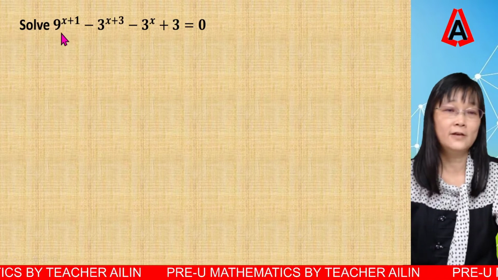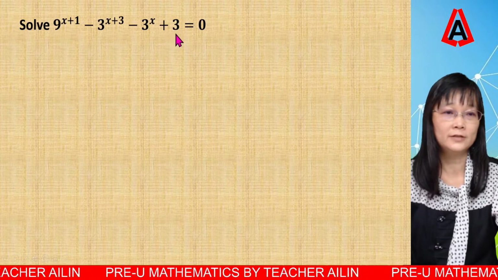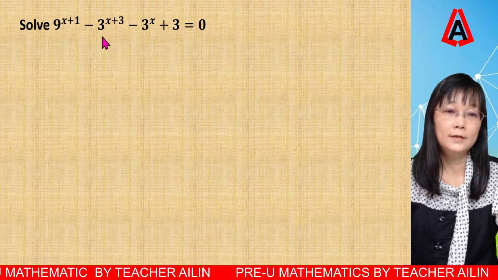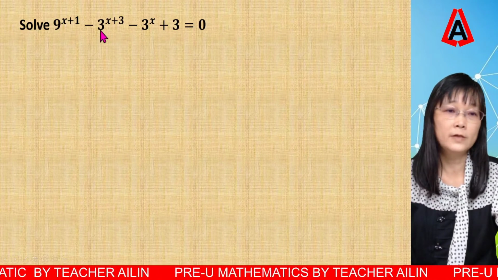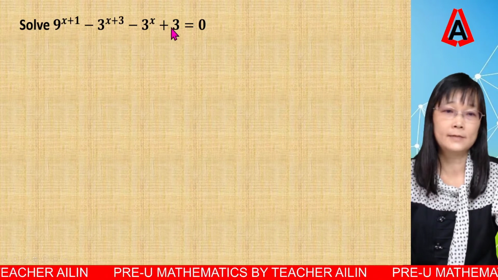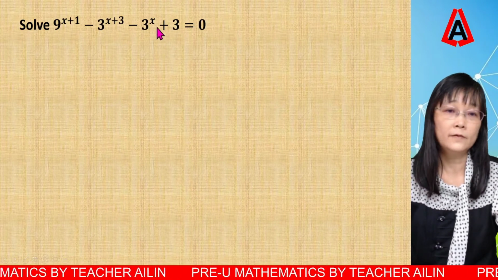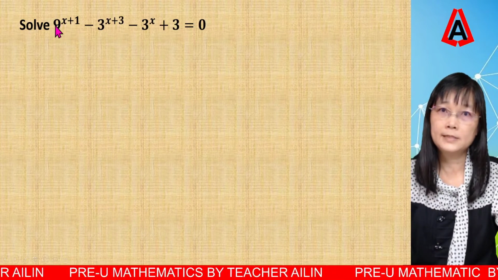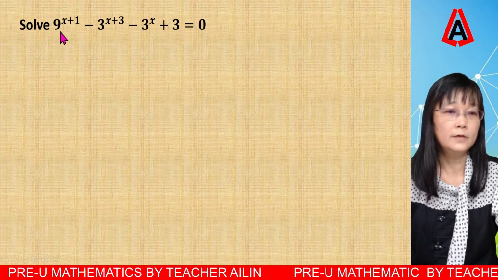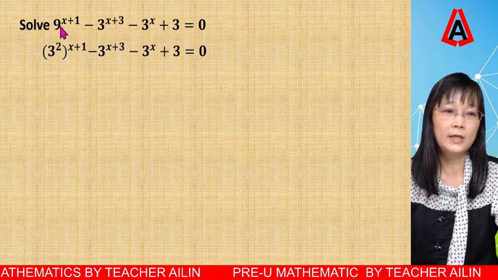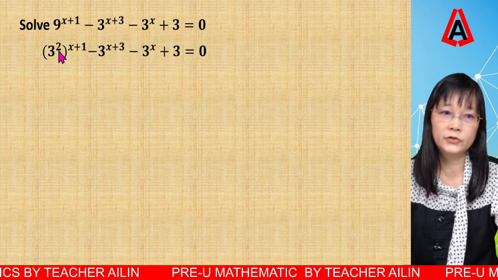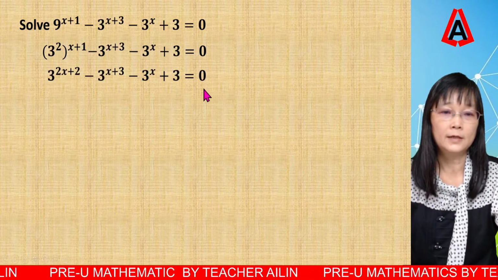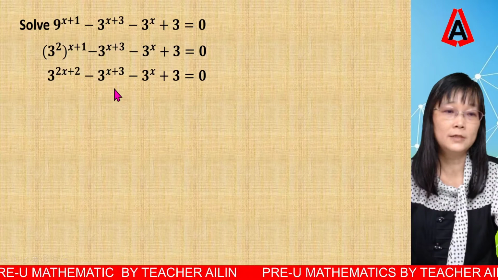Now let's try to solve this exponential equation. When solving an exponential equation, one important thing is that we must make sure the base is the same. So notice that in most of the terms here, the base is 3. But in this term, the base is 9. But don't worry, because we can simply change 9 to 3 power 2. So when we expand this part, we will get the exponential equation here.